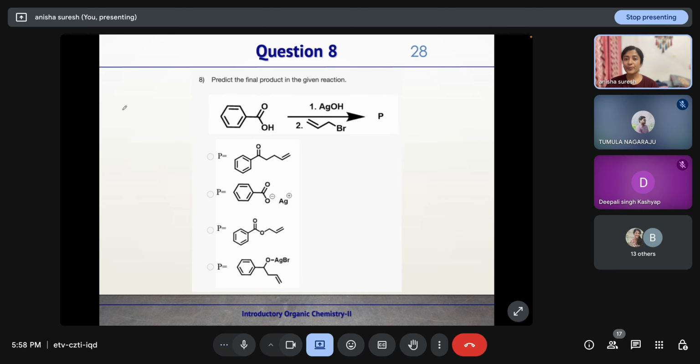Now coming to question 8. Predict the final product in the given reaction. So this benzoic acid is treated with silver hydroxide and this allyl bromide. So it will result in the formation of P. Here they are asking to find what P is.